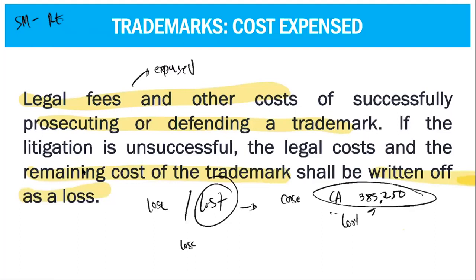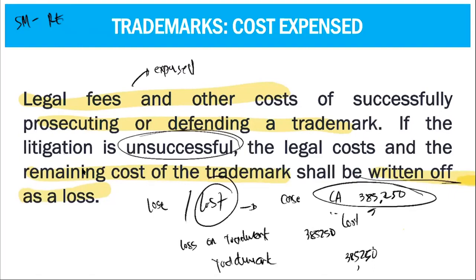So loss on trademark, 385,250, you remove the trademark itself, 385,250. Because again, take note, if ever you are unsuccessful, you write it off as a loss. So all the carrying amount will be treated as a loss.